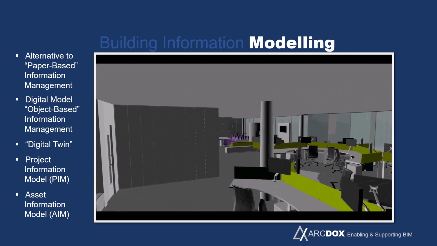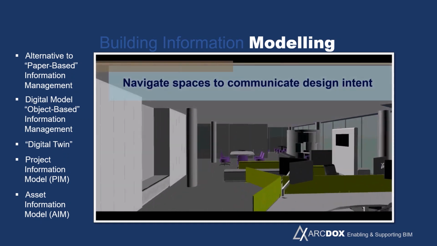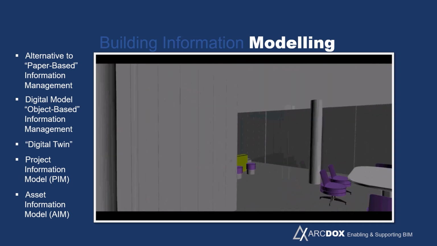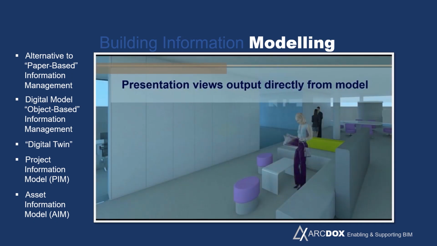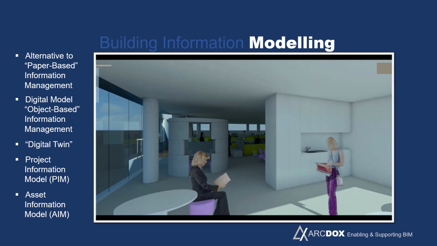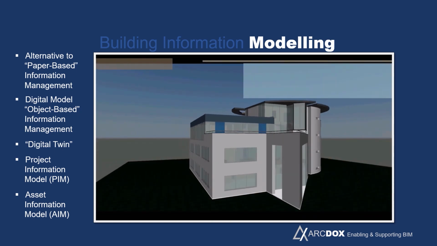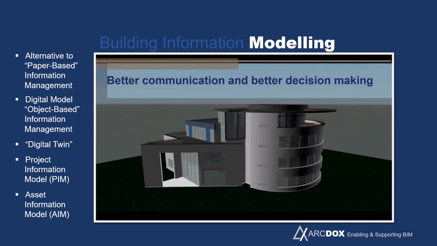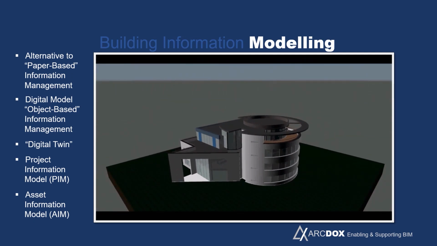It's very important to note that this is an alternative way of working to paper-based information, and that whatever you want to call this digital model, whether you want to call it a digital twin, or project information model during the capital delivery phase, or asset information model during the operational phase, it is a digital representation of a physical building.